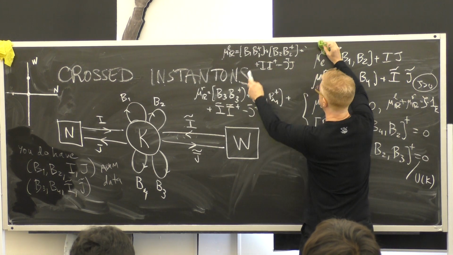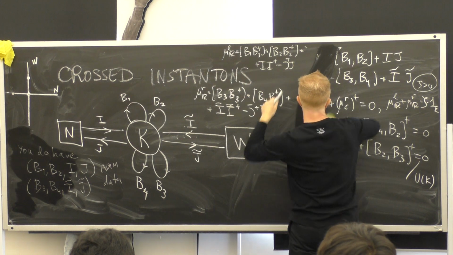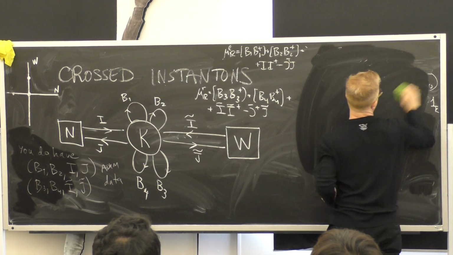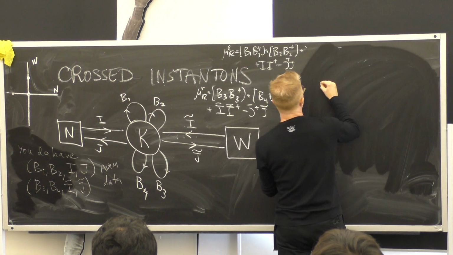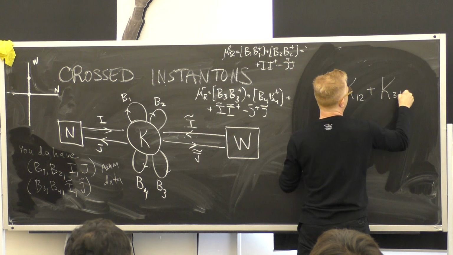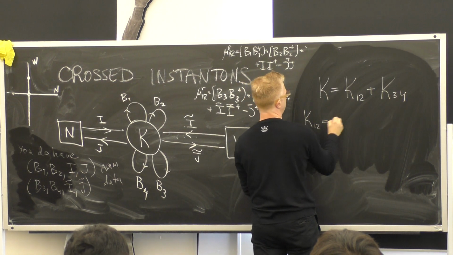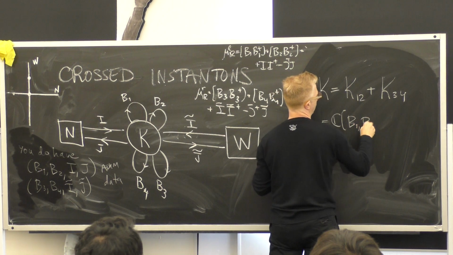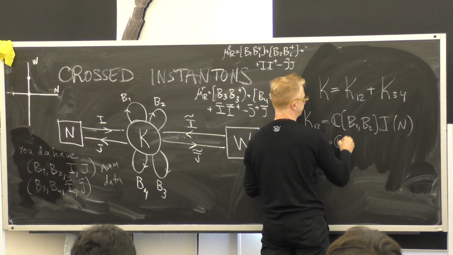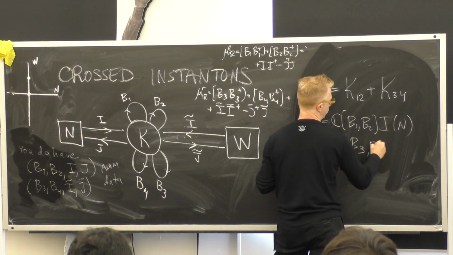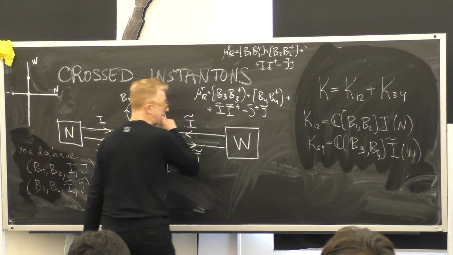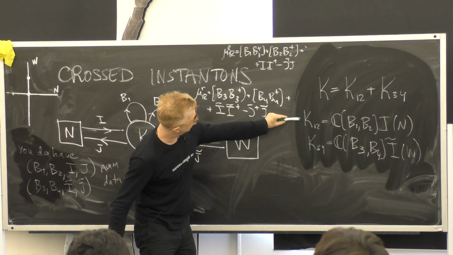So the stability, which is encoded in the real moment map equation, is the following: the K space is actually the sum of the spaces which are generated by acting with B1, B2 on the image of N, and B3, B4 on the image of W.